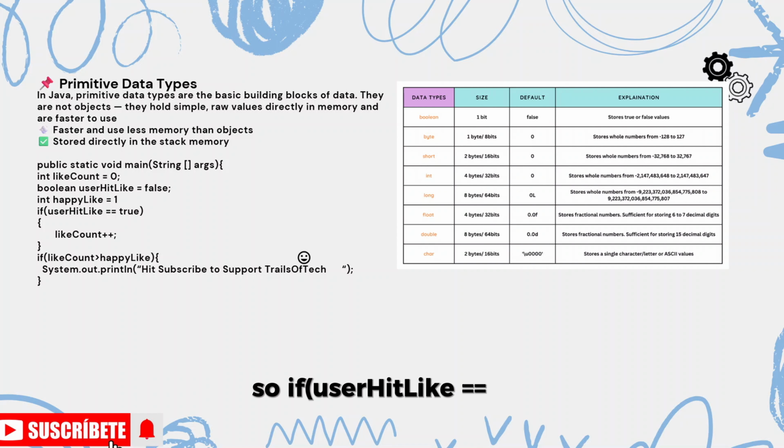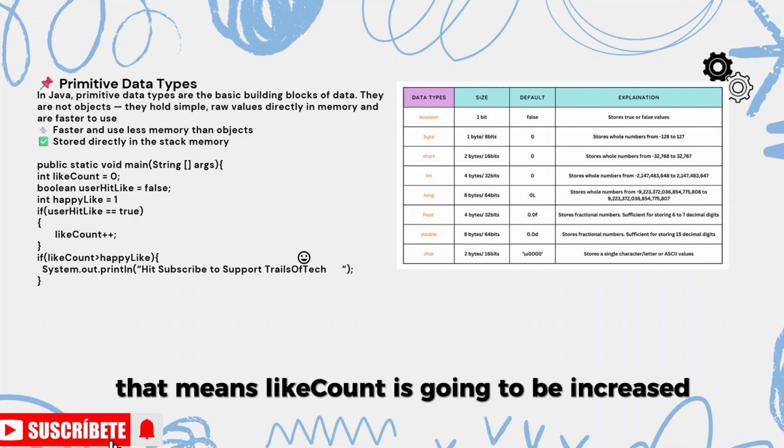So if user hit like equals to true, that means you are checking if it is true or false, whether the user liked your videos or not. If the user likes videos, that means the like count is going to be increased.